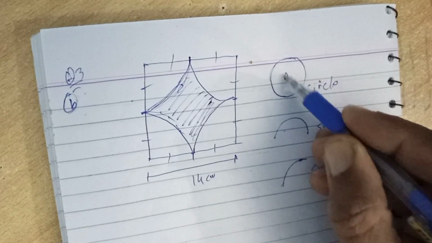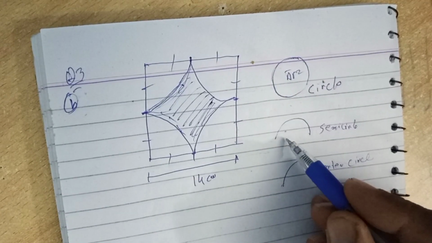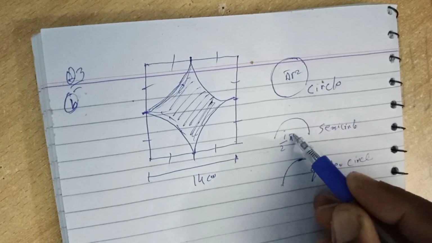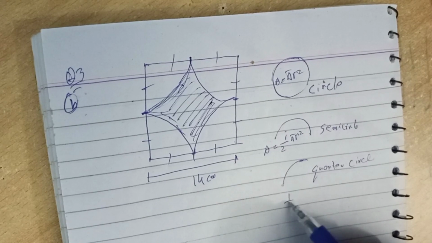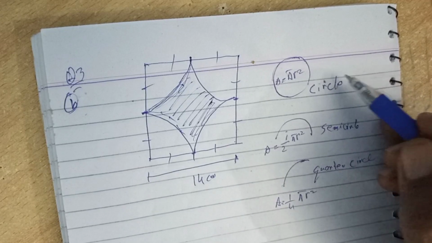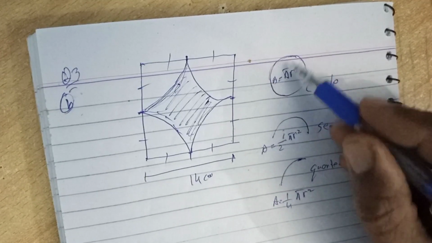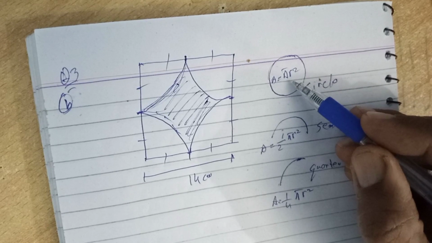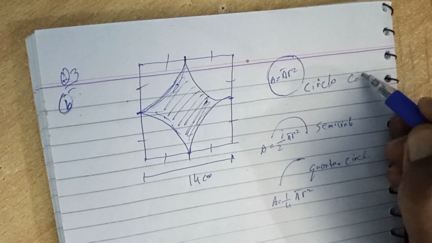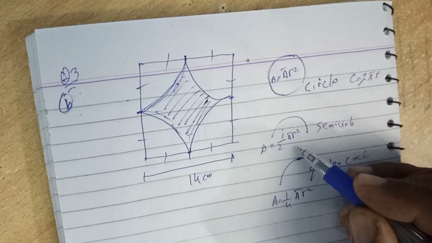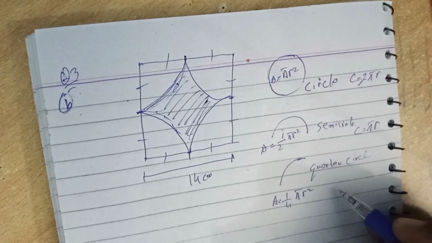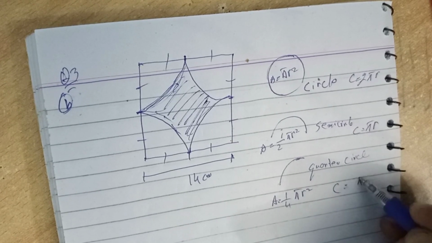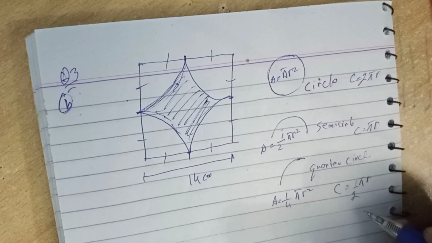A full circle has area equal to pi r square. A semicircle has area equal to half pi r square. And a quarter circle has area equal to 1 by 4 pi r square. Now circumference: what is this circumference? This is the curved path of the circle. So here circumference is 2 pi r. A semicircle has circumference equal to pi r. And this quarter circle has circumference equal to pi r over 2, or half pi r.